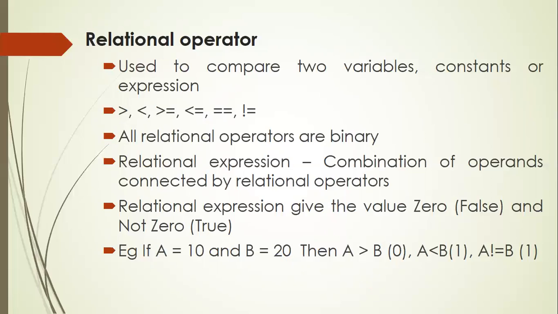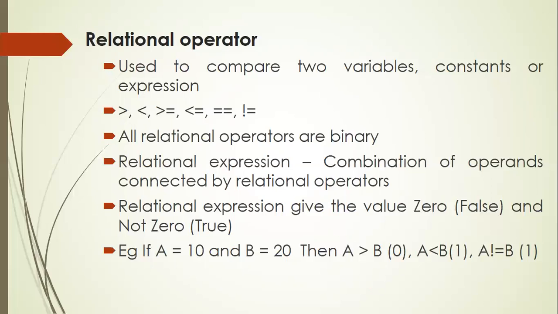Similar to the arithmetic expression, we have a relational expression. A relational expression is a combination of operands, which may be either variables or constants, connected by a relational operator. The result of an arithmetic expression is some numeric result, while in the case of a relational expression, the final result is either true or false. Generally, both in C and C++, true is denoted by a non-zero value and false is denoted by a zero value.